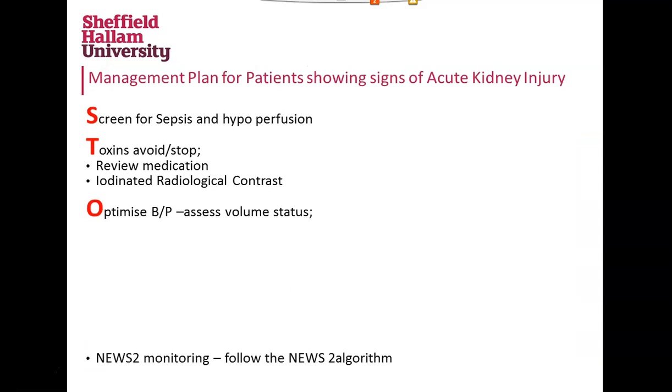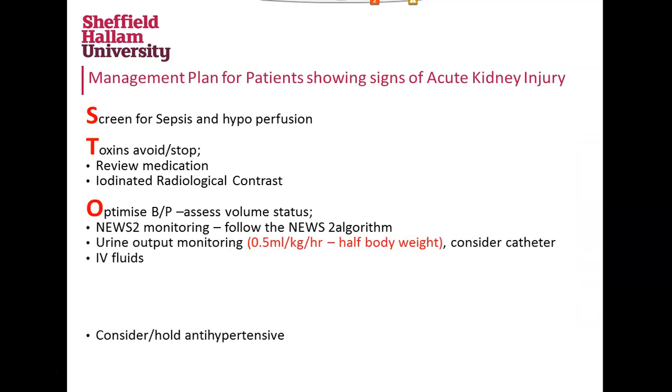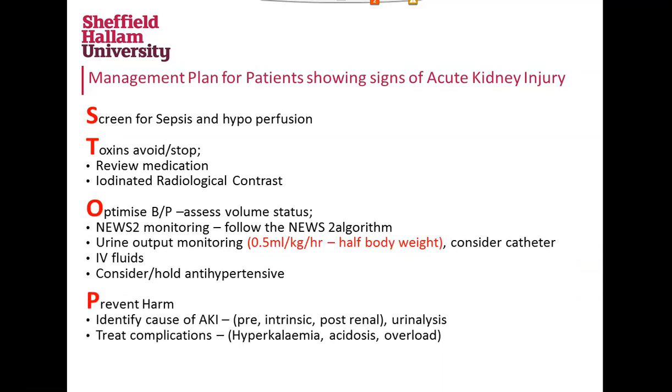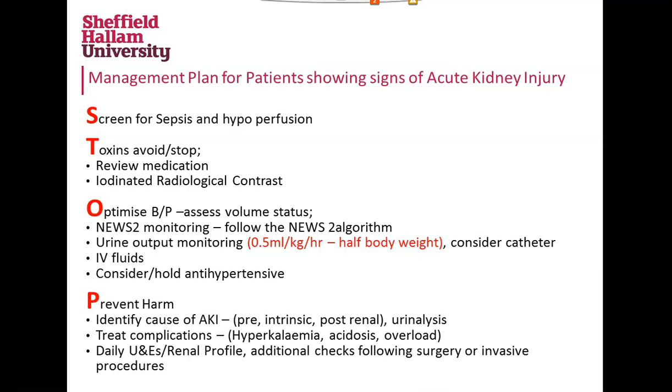I'm going to just put all of these little things up on the screen rather than let them come one by one. Okay. So, developing a management plan for patients who might be showing signs of an AKI. Whether you've got the reduced urine output, the rise in creatinine, or both going on at the same time, the first thing to do is to screen and look for sepsis or low perfusion, so low blood pressure.